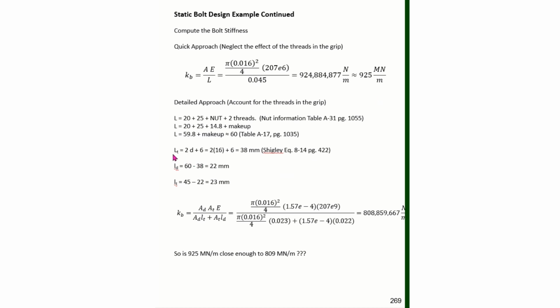So I can compute the threaded length of the bolt. Now I can get the little ld, the length of the unthreaded portion of the bolt that's in the grip, by taking the 60 minus the 38 to get 22. Then I can get the threaded portion of the bolt in the grip, which is 45 minus the 22, gives me 23. So I now have all the terms I need to compute K bolt.